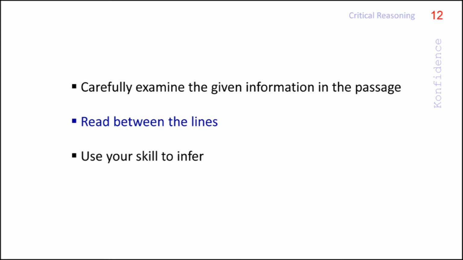That is, we must carefully examine the given information in the passage and must go beyond it. In other words, we have to read between the lines. We should use our skill to infer. When we infer, we learn the unknown through the known facts. A person with a critical eye can look at things and find out their virtues and vices. She has the ability to bifurcate what is right and what is wrong, what is relevant and what is not.